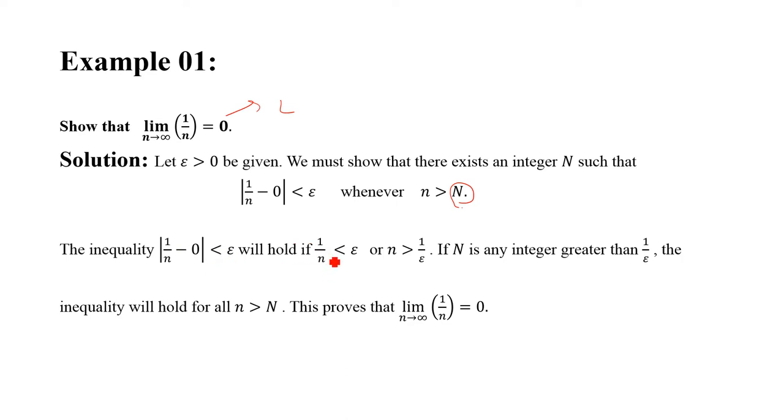This gives us the relation 1 over n is less than epsilon, and this implies n is greater than 1 over epsilon. We just reciprocate it and have this relation. So this actually leads us to the conclusion that if N is any integer greater than 1 over epsilon, the inequality will hold for all n greater than or equal to N. And this means the limit of 1 over n as n approaches infinity is 0.